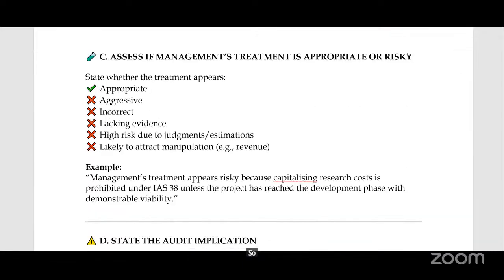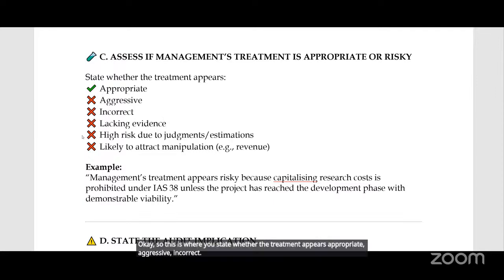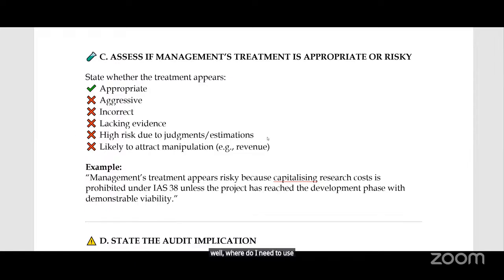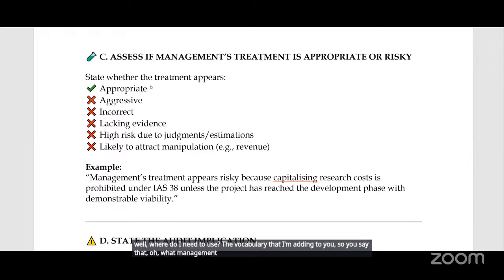So all you have to do is assess whether management treatment is appropriate or risky. Okay, so this is where you state whether the treatment appears appropriate, aggressive, incorrect, lacking evidence, high risk due to judgment. These are all terminologies. The vocabulary that I'm adding to you. So you say that, oh, what management has done looks appropriate, but this area is still material, or it looks aggressive in their revenue recognition, or it's lacking evidence, or it's incorrect.